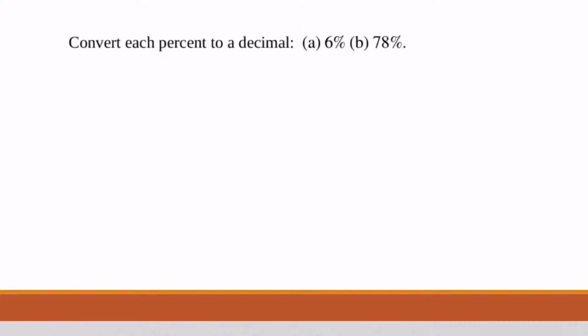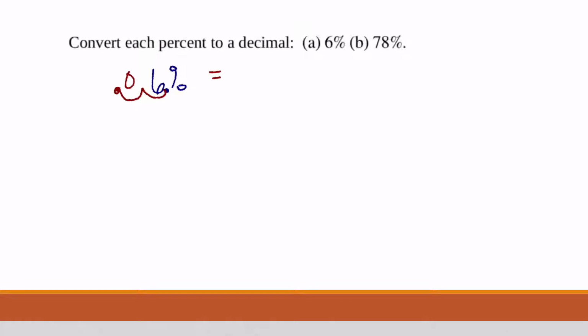On this problem, we're going to convert each percent to a decimal. Some people find it easy to put the percent as a fraction first and then convert to a decimal. I just think it's easiest to move the decimal to the left 2 places. So on 6%, you actually have your decimal point right here after that 6. So it's easiest for me to move it to the left 2 places. Anywhere you have an empty place, you have to put a 0 there.